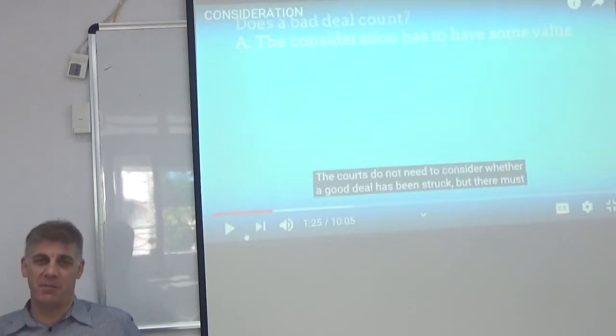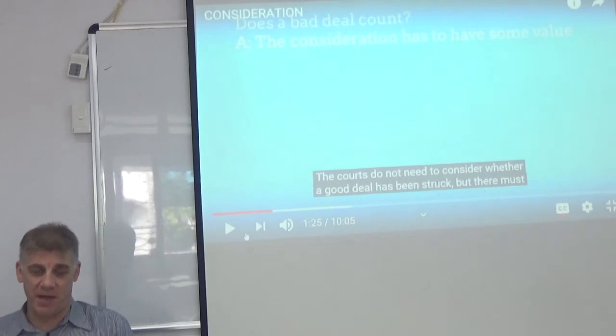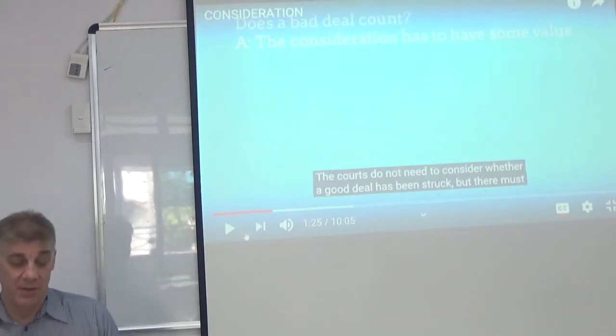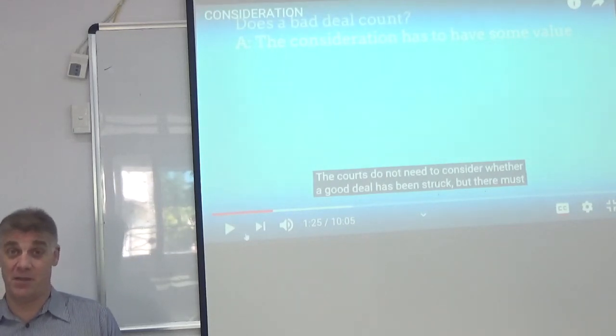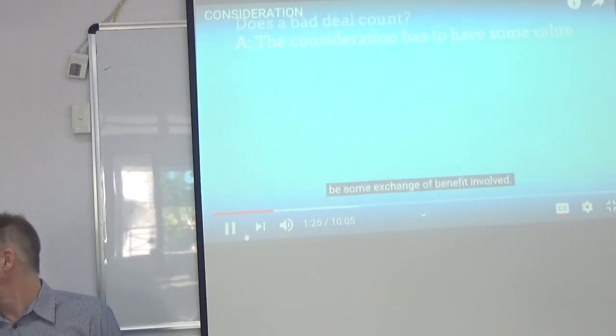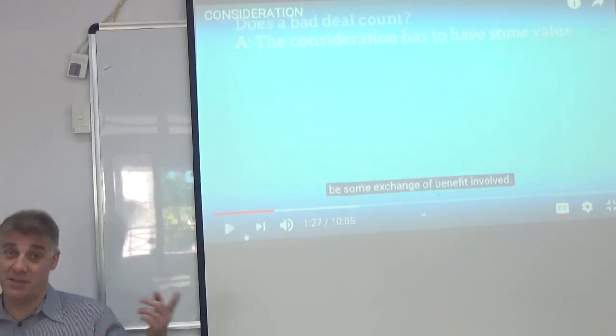Right. So it doesn't have to be completely fair. If you make a bad deal, if you pay too much for something that you shouldn't have paid for, it doesn't necessarily mean that the contract is over because you agreed to that price. You bought land that was useless. But there has to be some exchange of benefit, right?